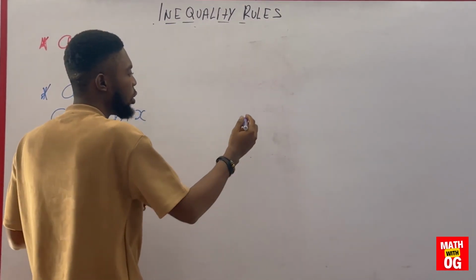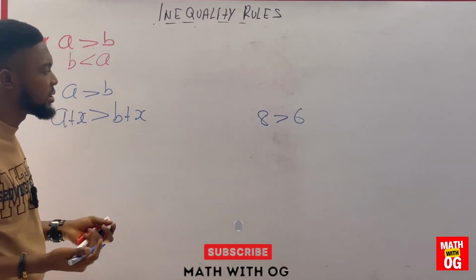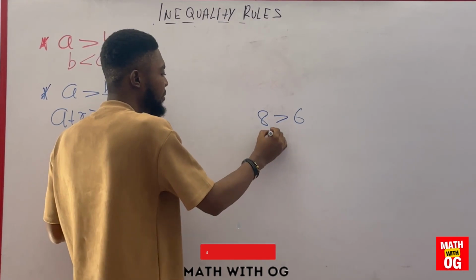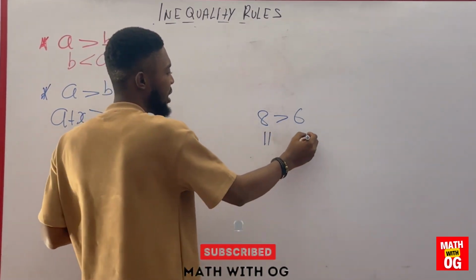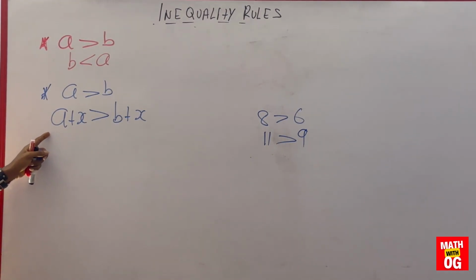So we all know that 8 is greater than 6. Now let's add any value to 8 and 6. Let's add 3. If I add 3 to 8, I'll have 11. Add 3 to 6, I'll have 9. You can see that 11 is also greater than 9. So this rule is very correct.